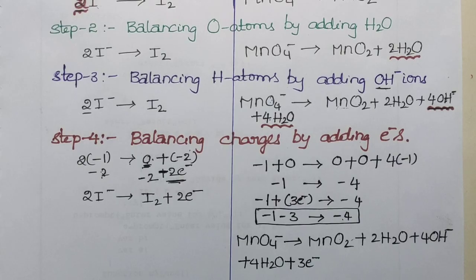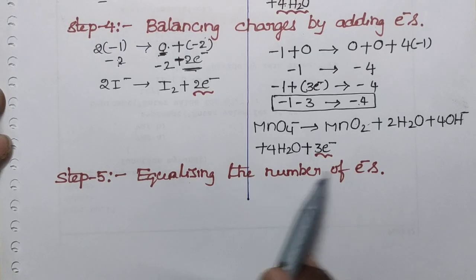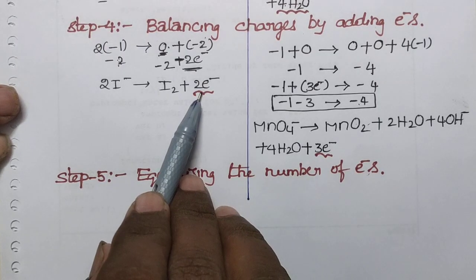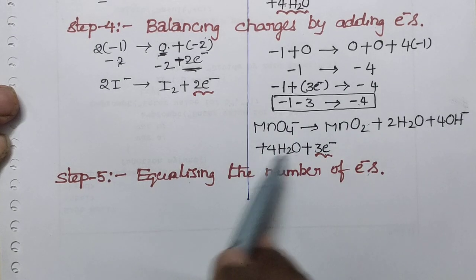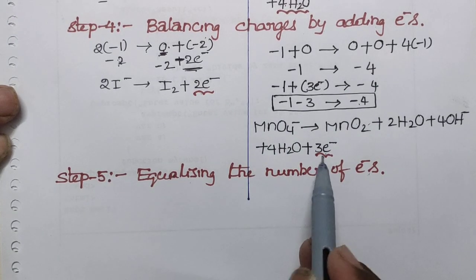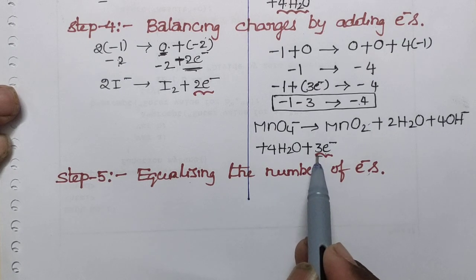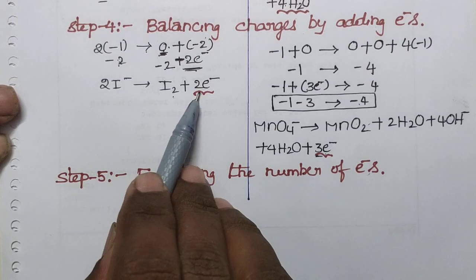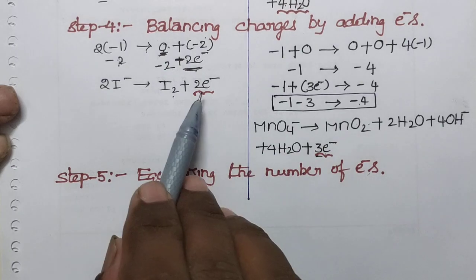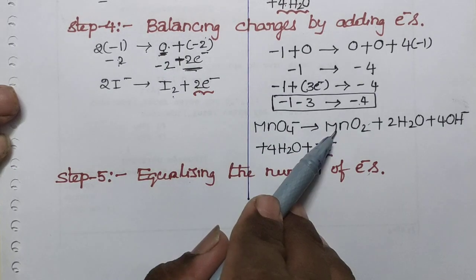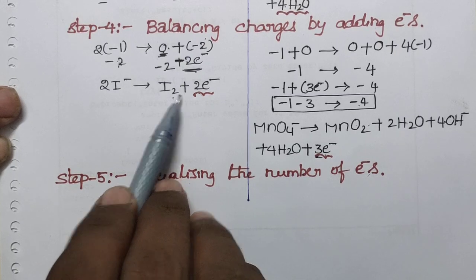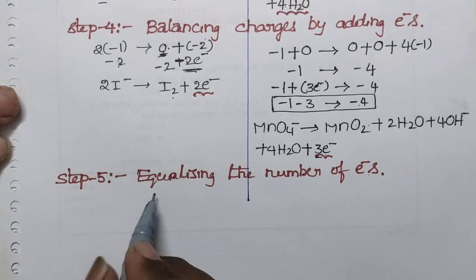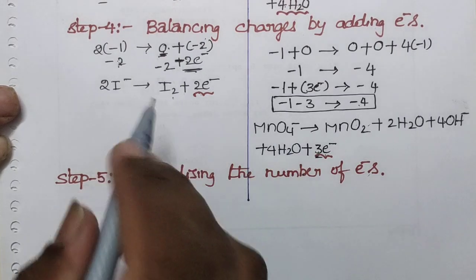And step 5 is equalizing the number of electrons. In this equation we have 2 electrons. In the reduction equation we have 3 electrons. To equalize the electrons, we have to multiply with 3 the opposite reaction, and with 2 the other. So here we take the number 2 and multiply this reaction, and here we take the number 3 and multiply this reaction. That reaction, we have to multiply with 3.